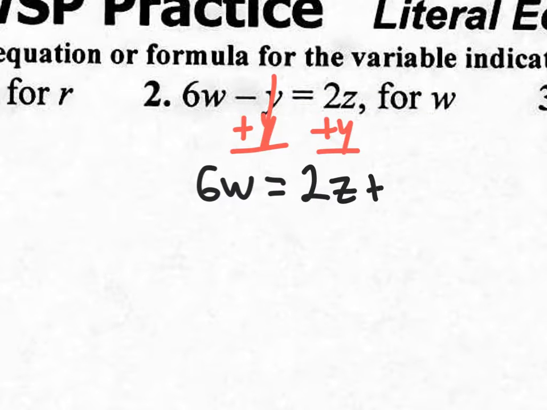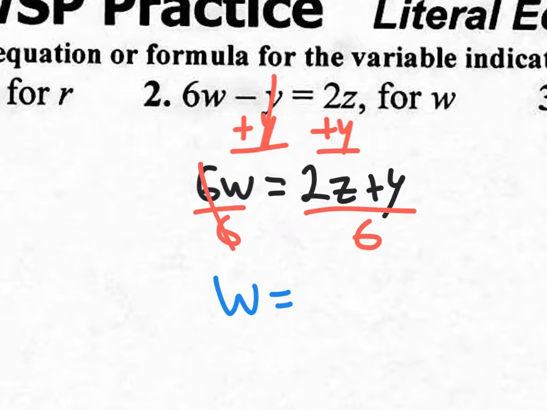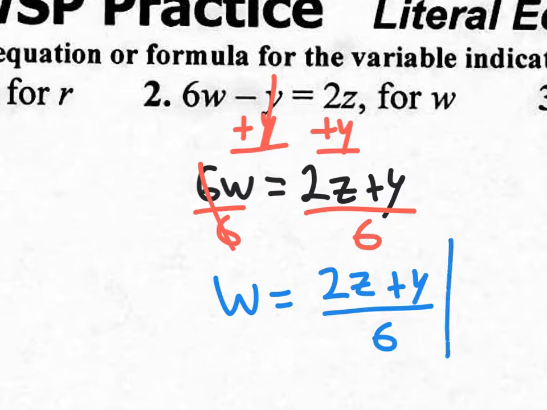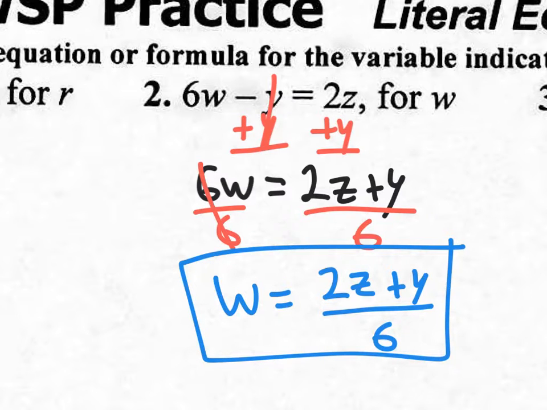2z plus y. Now I almost have w by itself. Since they're asking us to solve for w, I need to continue with this and get rid of the 6 by dividing by 6 and dividing the other side by 6. Now you could do the whole thing by 6 or each one by 6, and either one would be good. So your final answer, w equals, I would leave it all together on this one, 2z plus y over 6. And that's your final answer for number 2.